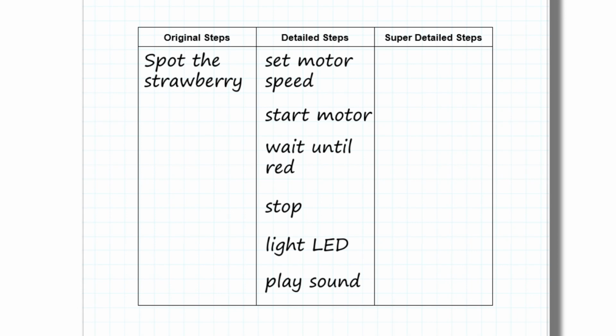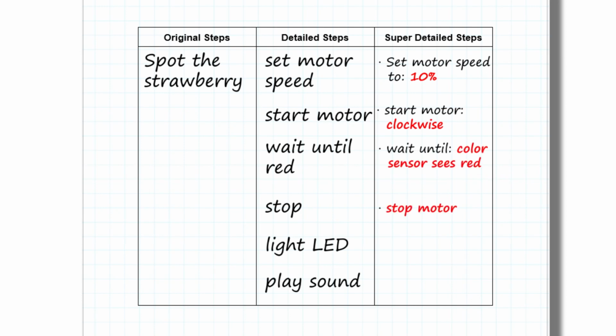You can start with a big behavior such as your original step, spot the strawberry. Then get more detailed by listing steps for how the robot should spot the strawberry. You can add even more details in the last column by including specific values. Your pseudocode should be so simple a robot can do it.